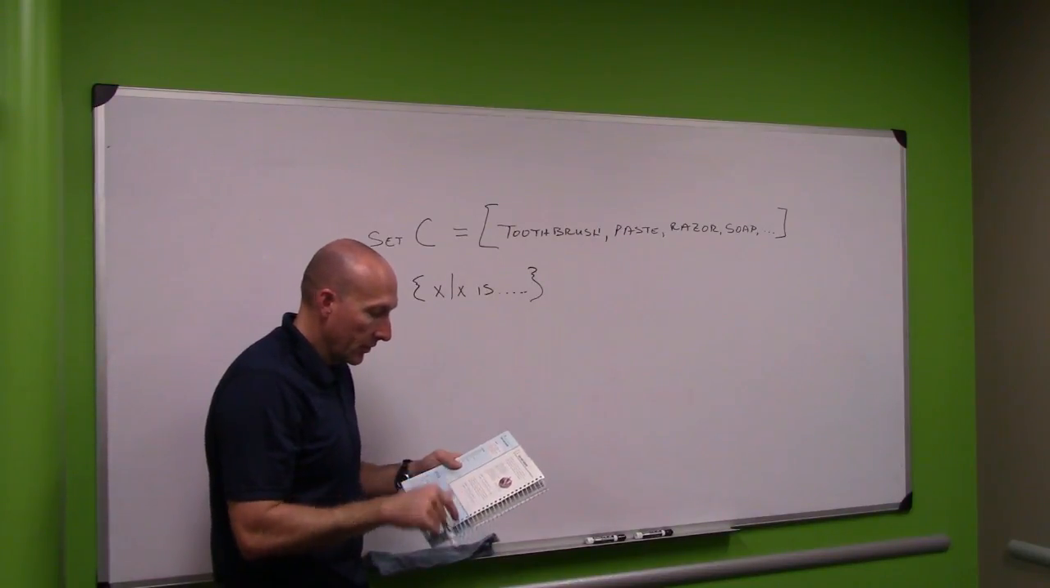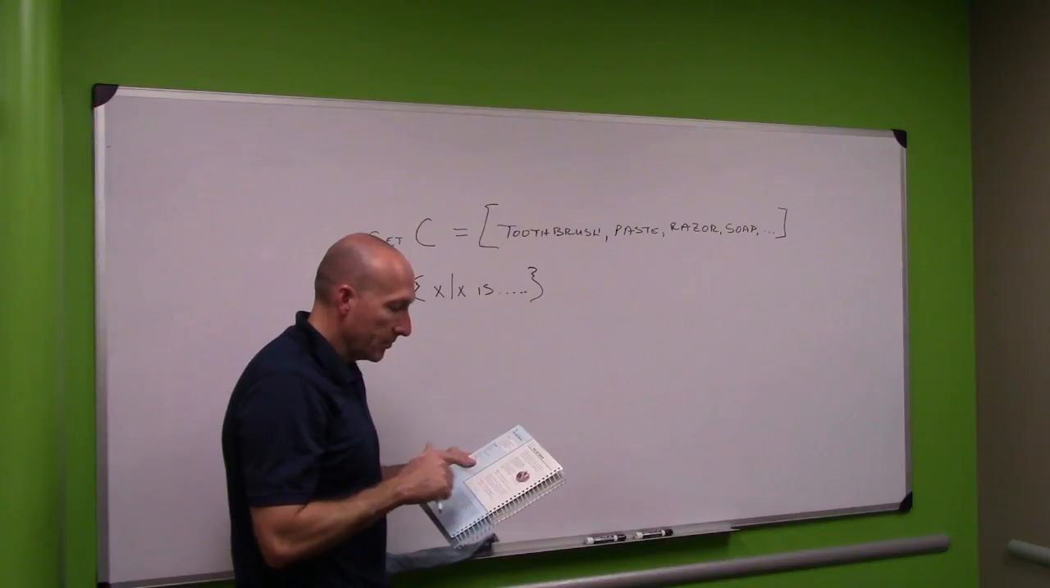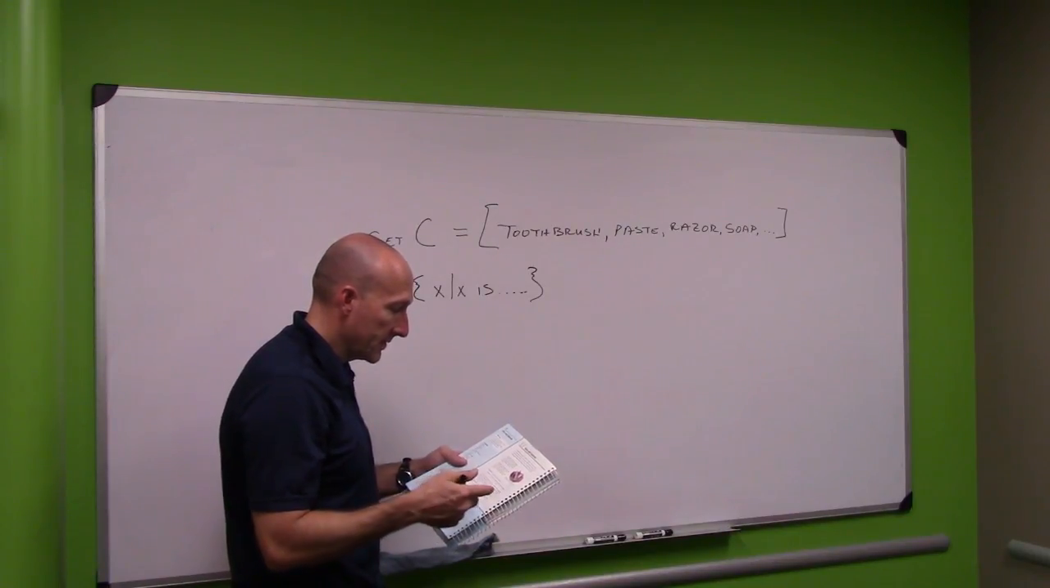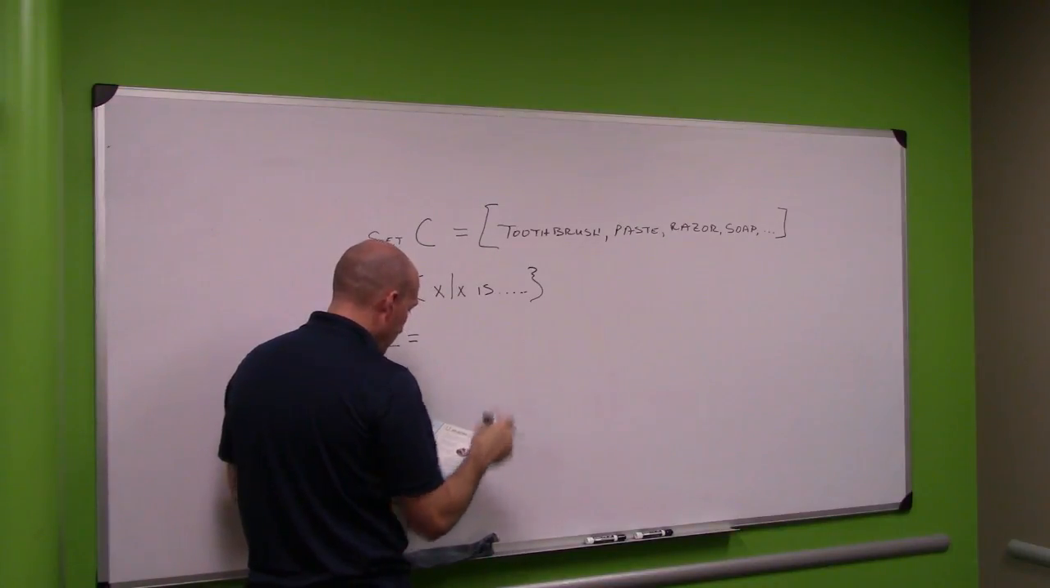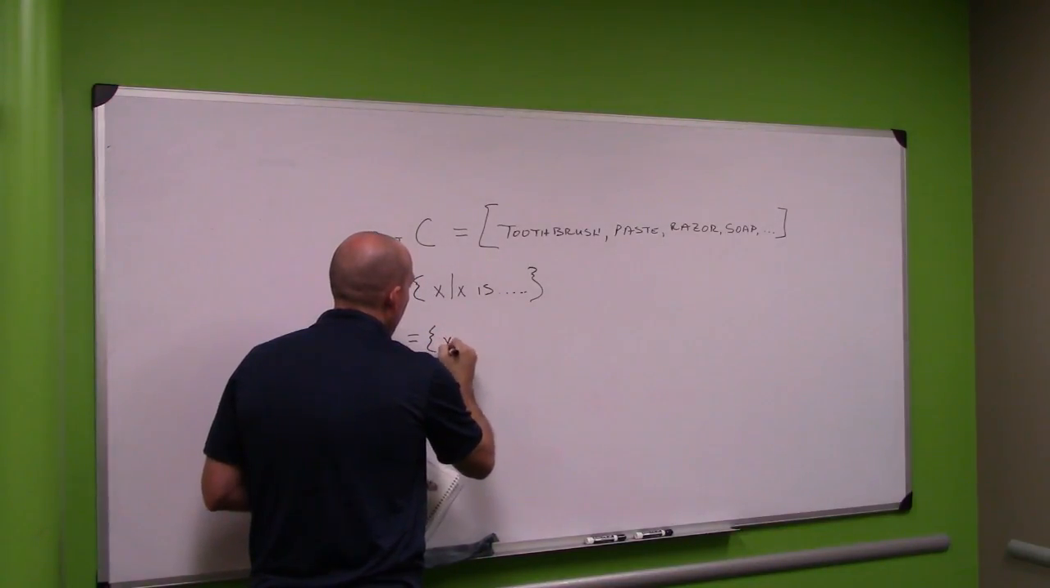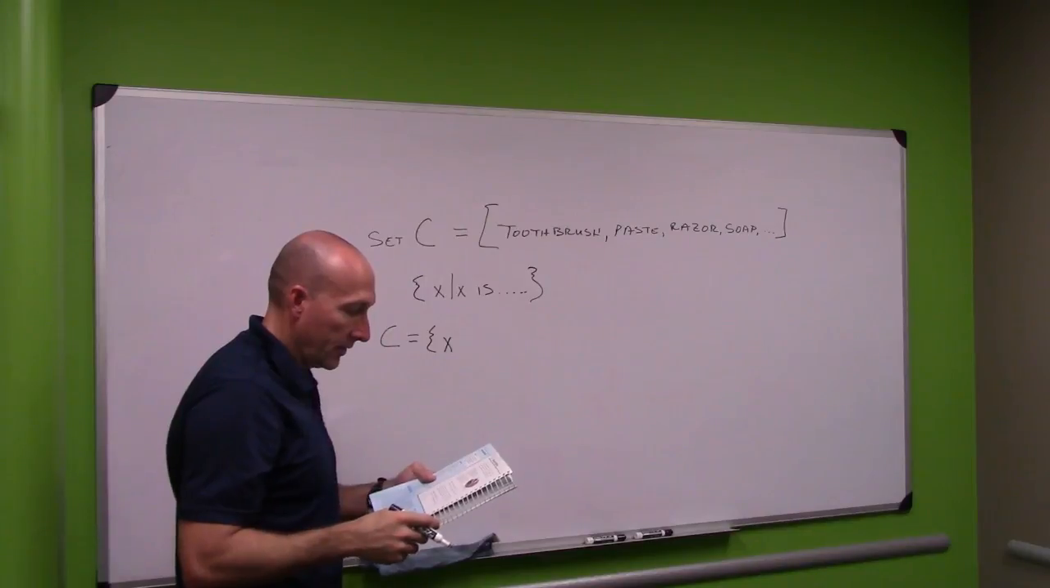So, in example 2, if you use the set builder notation to describe set C, then we're going to see set C equals, okay, and what does X stand for again?